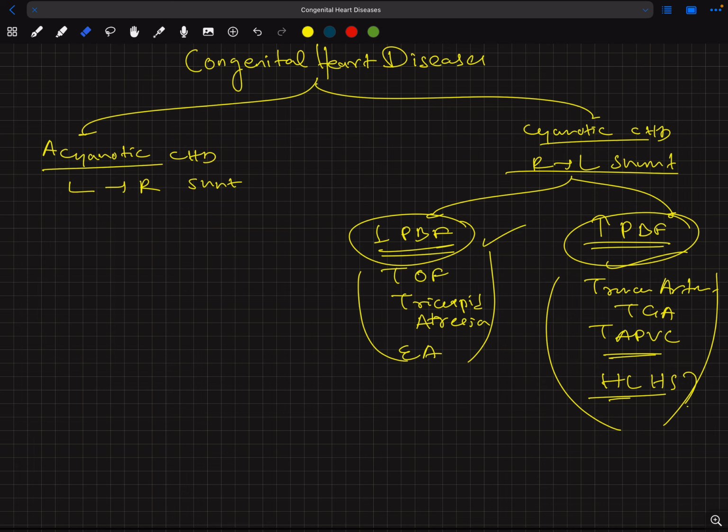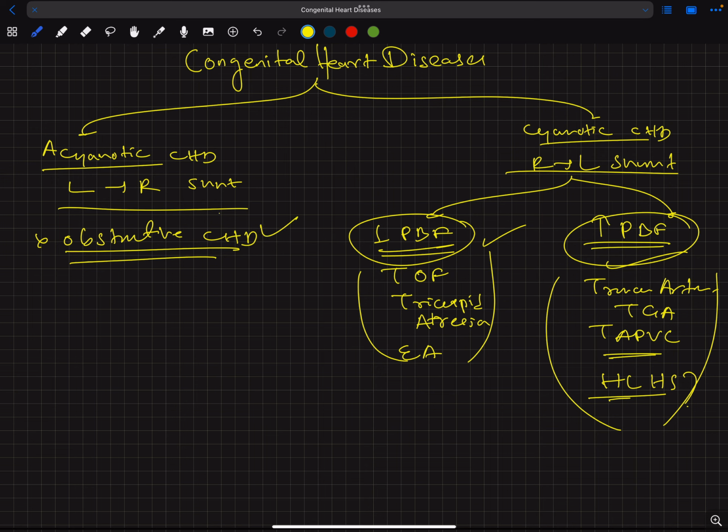In case of acyanotic congenital heart disease, I first said that there is a left to right shunt, but not all acyanotic congenital heart diseases have a left to right shunt. There are some types called obstructive congenital heart disease. This is acyanotic, but it doesn't have any left to right shunt. What is this? This is coarctation of aorta. Coarctation of aorta is an acyanotic congenital heart disease. We do not have any left to right shunt.